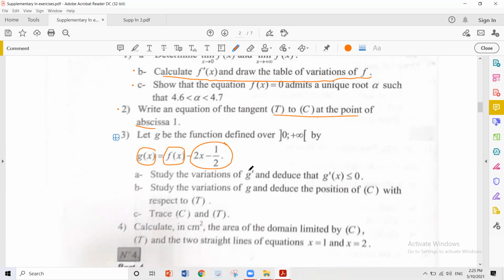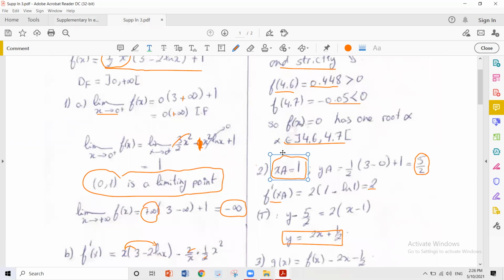Study the variations of g prime and show that g prime x is negative. يعني بدنا نجيب g double prime. نجيب g double prime. Study the variations of g prime.